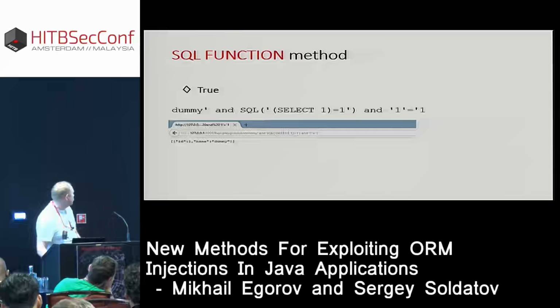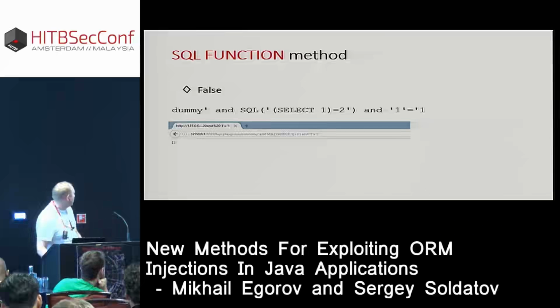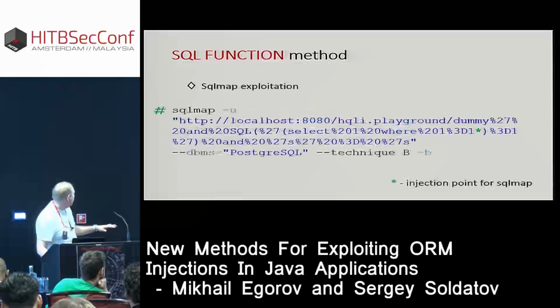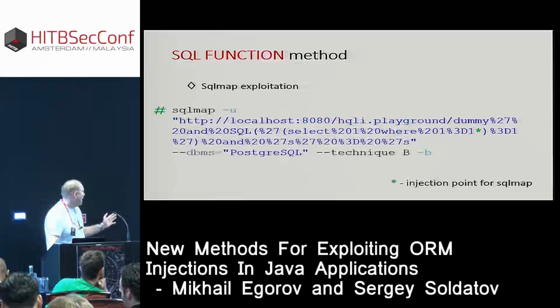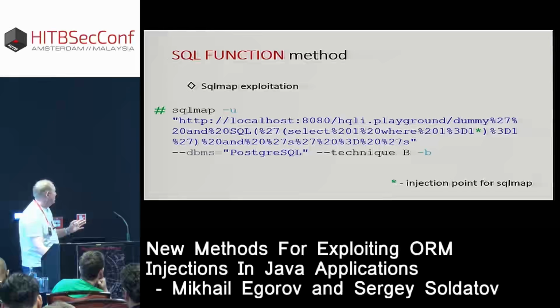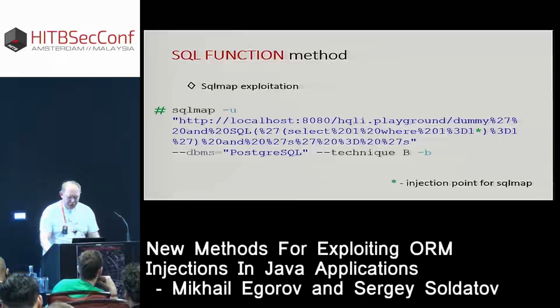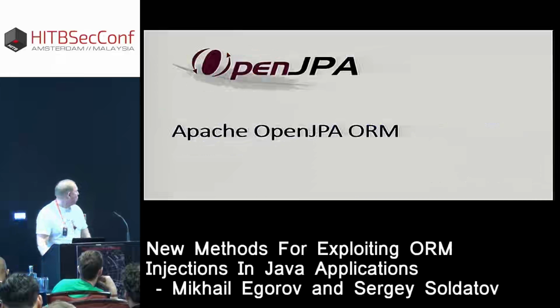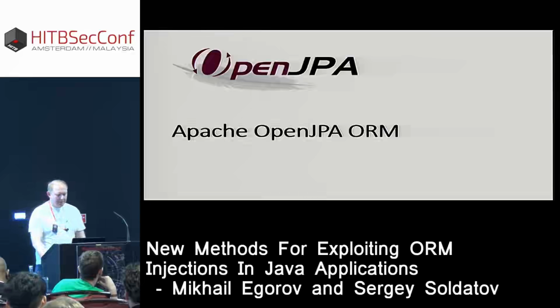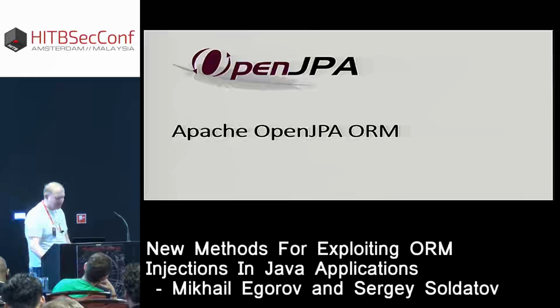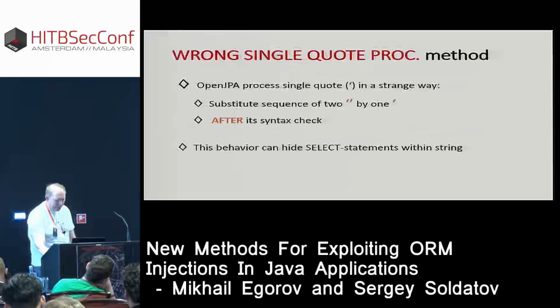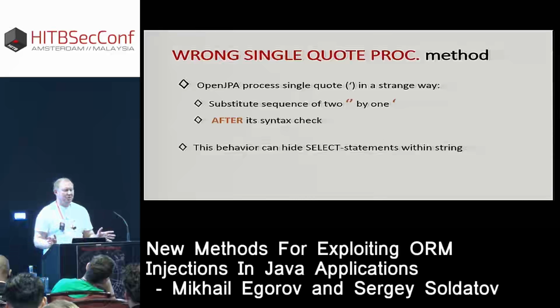So this is an example of true. This is an example of false. And exploitation is completely the same. This technique works for every database management system, because it's an ORM feature. Okay, OpenJPA. OpenJPA is an open source implementation of JPA distributed under the Apache license. In this ORM we found a number of vulnerabilities with quotes.